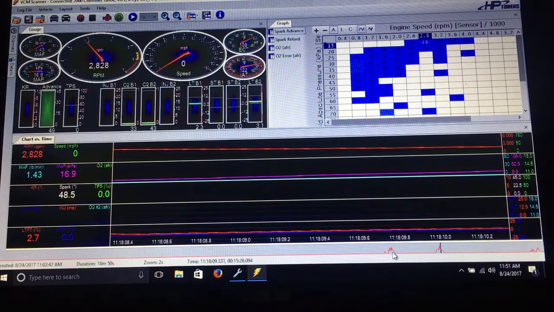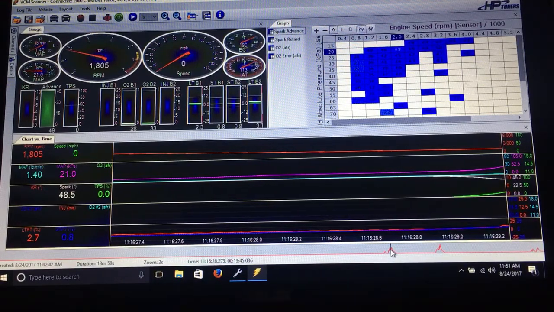And what's kind of cool is you can click on it, and when you highlight it down here at the bottom, up here it will show you. See how that number 49 is white and the rest of them are black? It's telling you, okay, this was at 49, you're experiencing some knock.